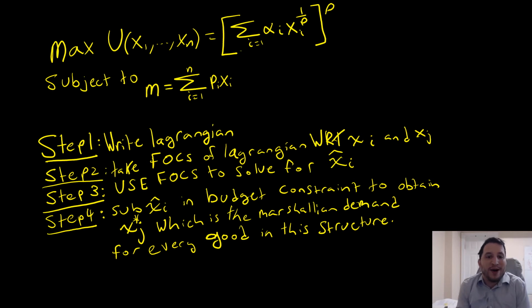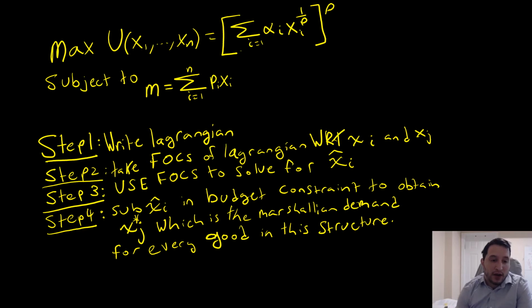Hey guys, what's up? Welcome to this video where we're going to be maximizing a generalizable CES function subject to its budget constraint and obtaining the Marshallian demands. So we're going to follow the same 4 steps that we use for every nonlinear Marshallian demand problem.